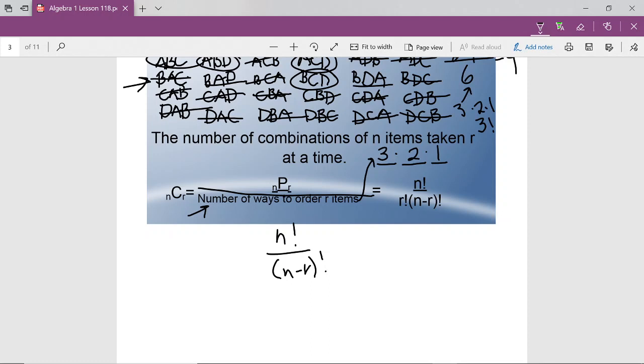So I divide by that to get the combinations that I want. So I divide by r factorial as well. And this is my formula for combinations. Basically getting rid of all of the duplicates, saying I don't need all of those possibilities because I don't care about the order. ABC is just as good as BAC.